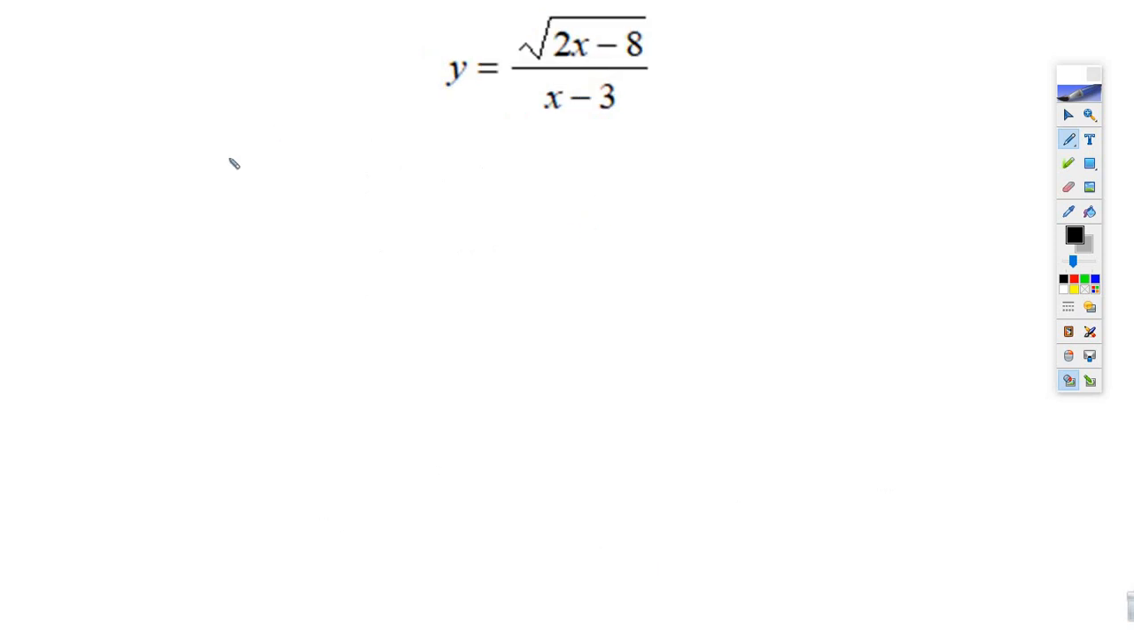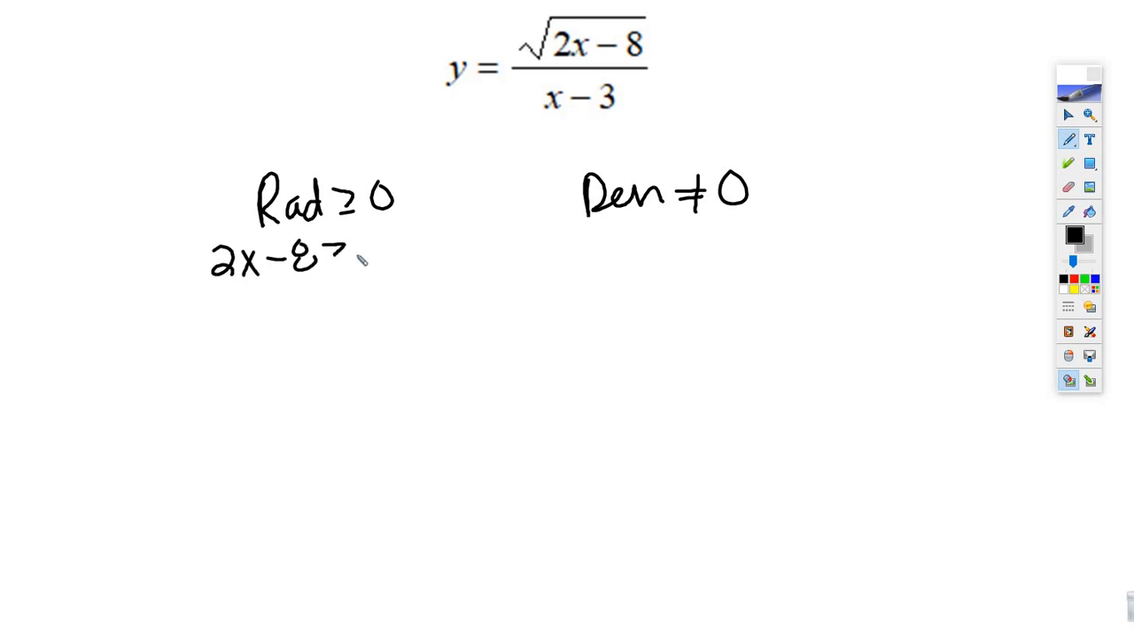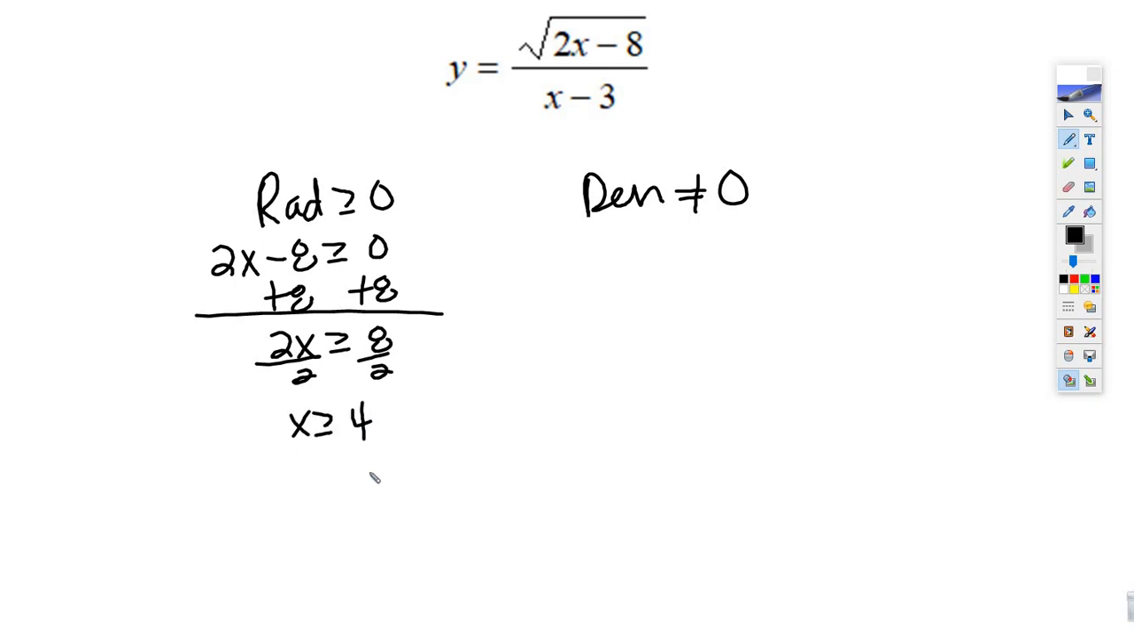So here we go again. The radicand, because I have a square root, has to be greater than or equal to 0, and my denominator cannot be equal to 0. So my radicand, 2x minus 8, greater than or equal to 0. I'm going to solve for x. So I have 2x is greater than or equal to 8. So x is greater than or equal to 4.